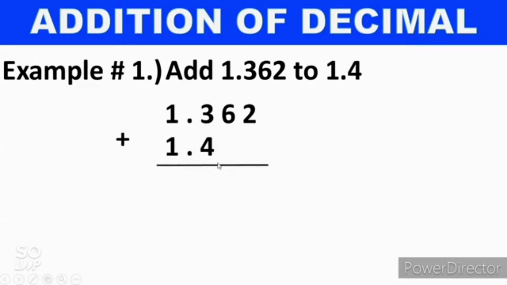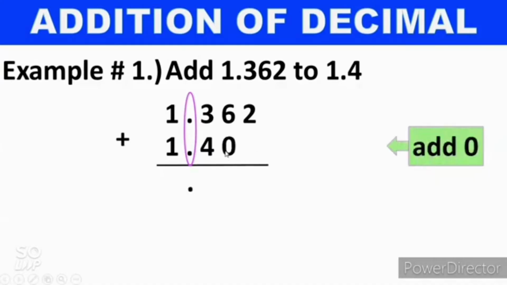Okay, so you are going to observe the decimal points of the given decimals. The decimal points must be aligned, or must be on the same line. Now drag the point. Again, it must be on the same line. And then the next step is to add 0. We have 1.4, it becomes 1.400.